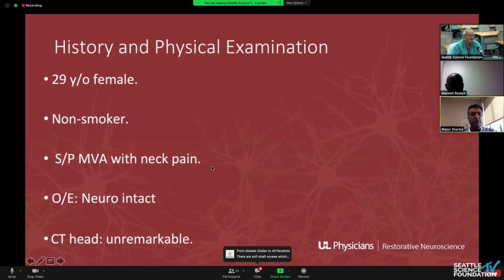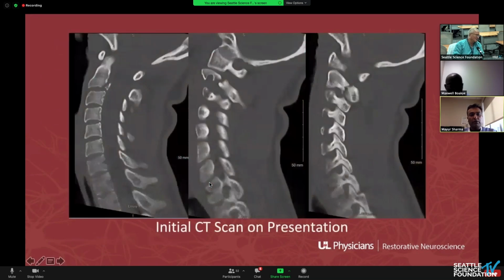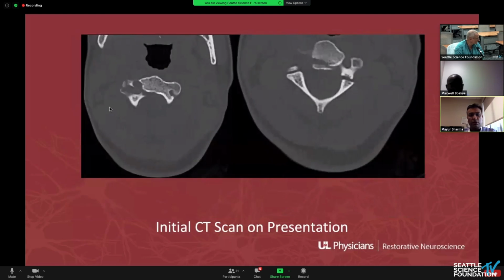Okay, so next case is a 29-year-old female non-smoker who presented to us after a motor vehicle crash with only neck pain. Neurologically, she was intact. Her CT head was unremarkable. And these are the CT scan images showing sagittal as well as parasagittal cuts. The midline sagittal cut is showing a chip fracture from the inferior vertebral body of C2, and the parasagittal cut shows minimal displacement.